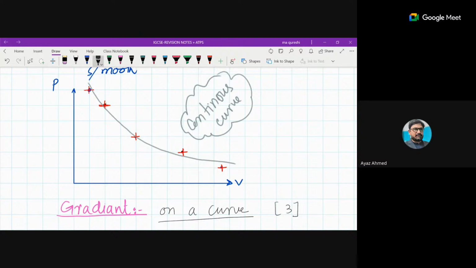Now the gradient on a curve is again very important. Usually it is of 3 marks, not 2 marks. So wherever it is advised, just select the point over there. For example, if it is advised to find the gradient at this point, let's say arbitrarily it is 5. So I have to take the gradient at 5. First of all, I have to draw a straight line, a tangent. Drawing a tangent is also a bit difficult for me on the software. I will try my best.